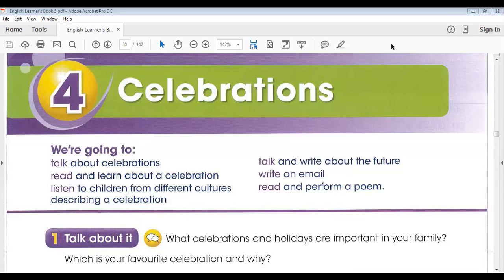Today we started Unit 4, Lesson 1, English Student Book. The topic of today's lesson was celebrations. In today's topic, we talked about different celebrations, costumes, and different cultures.